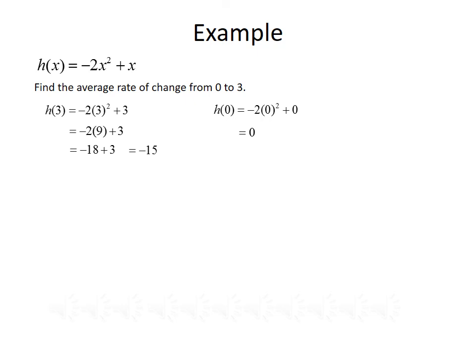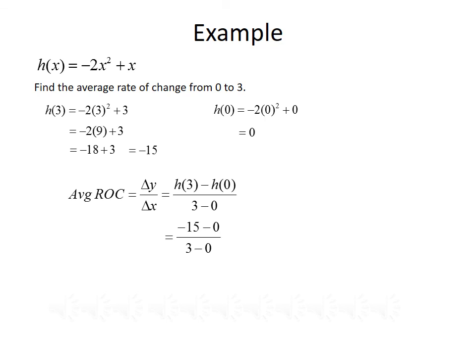Now that we know h of 3 and h of 0, we can plug them into the formula for rate of change. Remember, average rate of change equals the change of y divided by the change of x, so that will be h of 3 minus h of 0 divided by 3 minus 0. If we plug in the values that we've already found, h of 3 was -15 and h of 0 is 0, so we have -15 minus 0 divided by 3 minus 0, which simplifies to be -15 divided by 3, which is -5. So the average rate of change of h from 0 to 3 is -5.